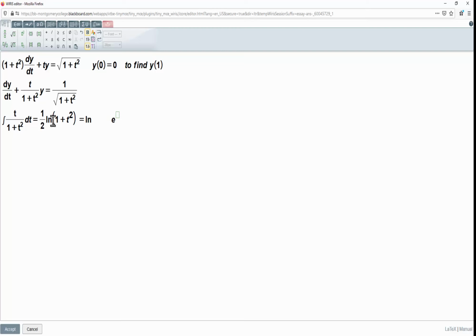This would be e to the natural log of 1 plus t square to the 1/2, and the reason I'm doing that is that we are putting it as a power on the natural exponential. If we write it as a log of one quantity, then they will just undo each other. So what happens now is this is our integrating factor, right?